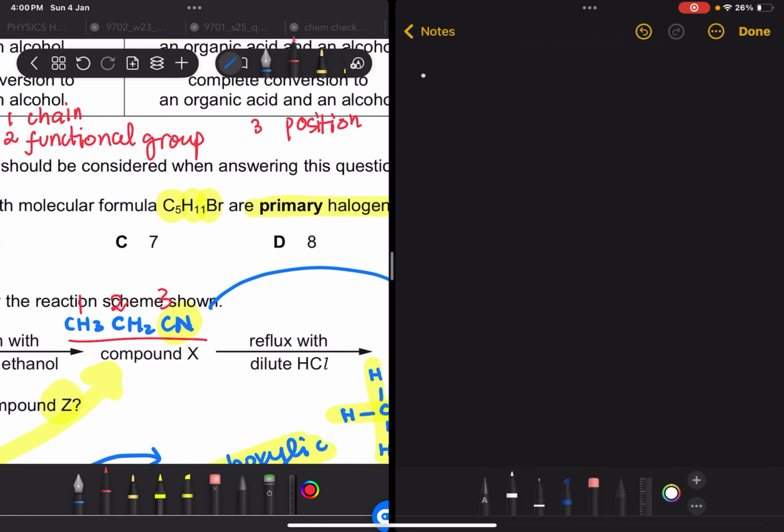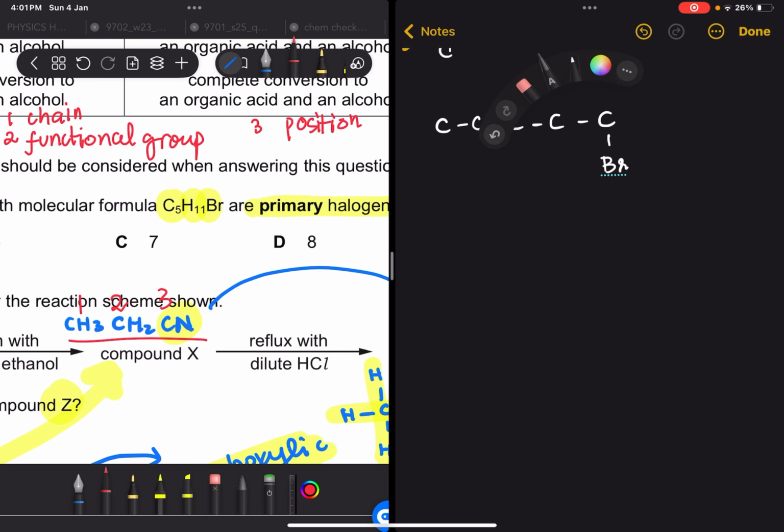I'm going to try my best to draw perfect isomers. First, position C5: 1, 2, 3, 4, and 5. The first thing I'm going to do is place a Br over here, and that's my primary halogenoalkane. If I change the position of my Br to the second carbon, that's going to form a secondary halogenoalkane, which I don't want.